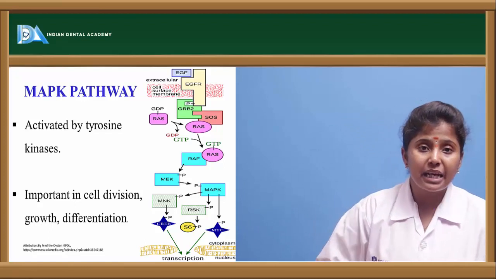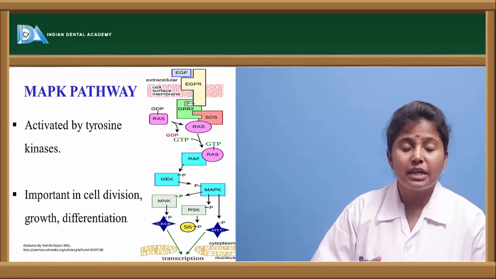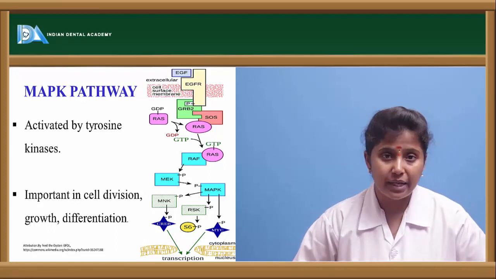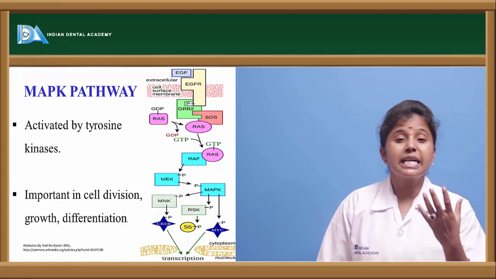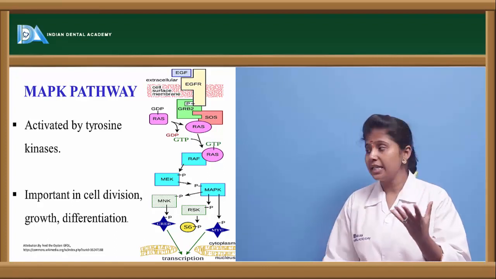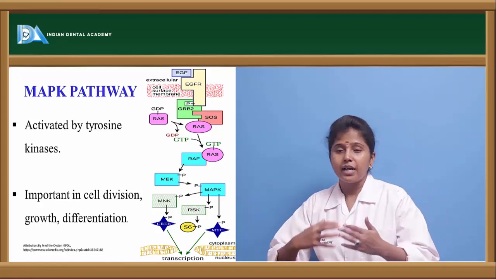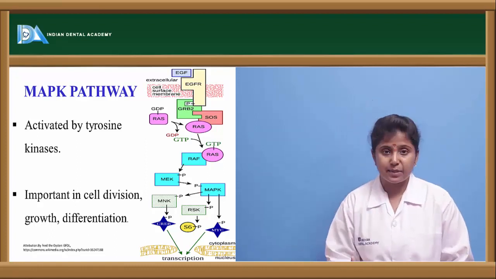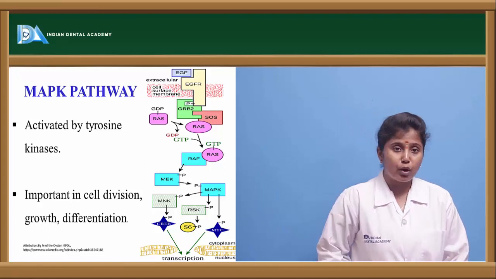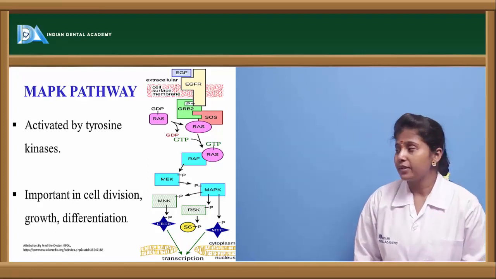If MEK is released, then this MEK is converted to MAPK. MAPK is nothing but mitogen activated protein kinase. If these kinases are activated, they aid in proliferation or cell division by changing the gene expression. So this pathway is mainly important in cell division, growth and differentiation.